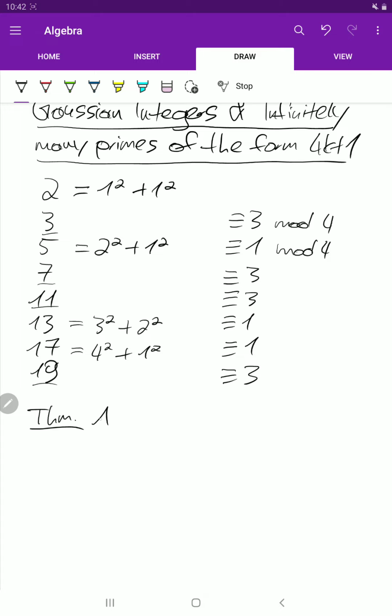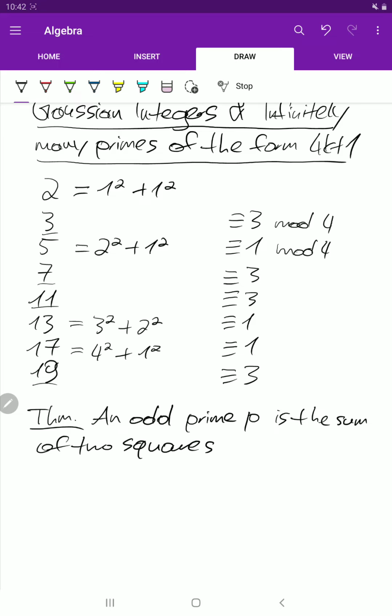So let's state the following theorem. We won't prove it, but we'll state it. An odd prime p is the sum of two squares if and only if p is 1 mod 4.